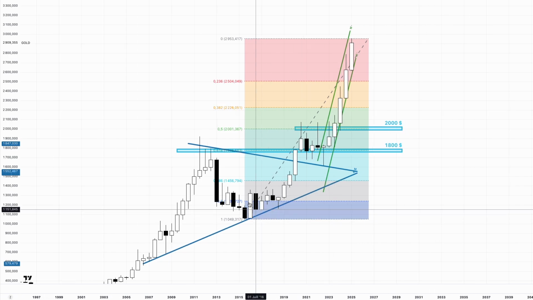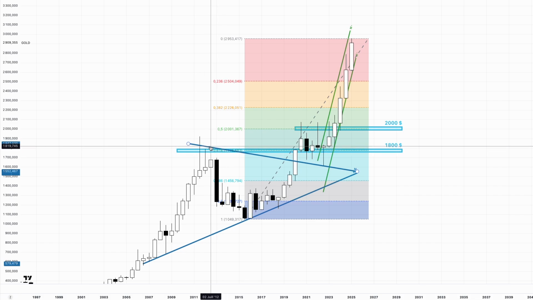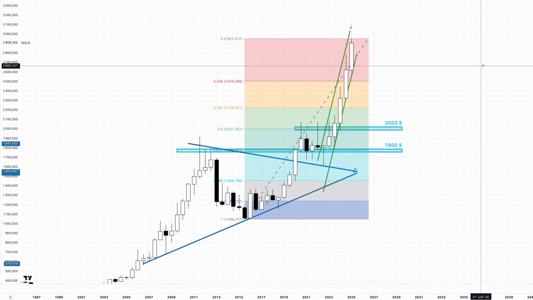In 2012, wicks perfectly tested this level for nearly a year. Between 2020 and 2022, it acted as a strong support for multiple semi-annual candlesticks. This confirmed that $1,800 is also a critical support level to watch. The $2,000 and the $1,800 levels will be our primary downside targets for the coming correction.